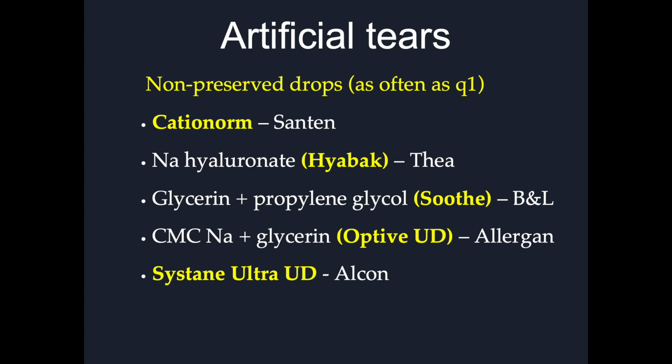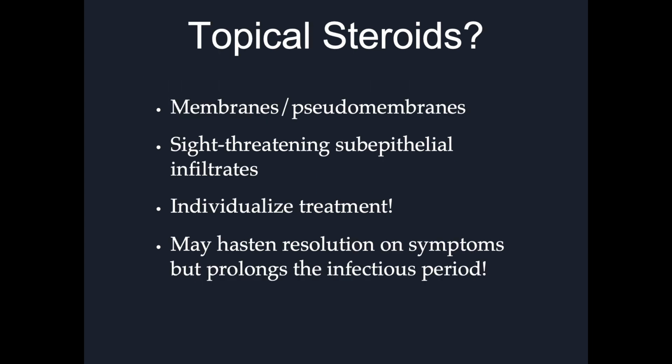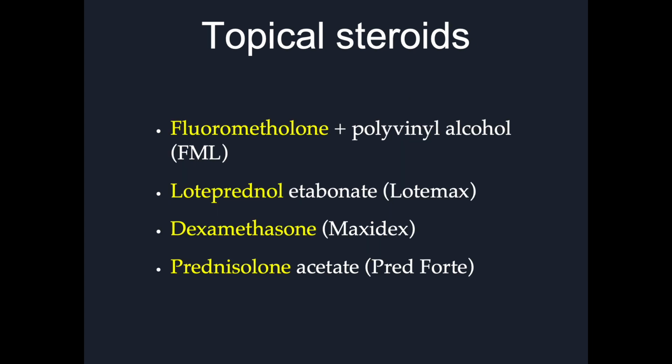Here is a list of the different types of artificial tears. And now, should you give topical steroids? In some cases, this might be needed in those eyes that have membranes or pseudomembranes, or sight-threatening subepithelial infiltrates. But again, you need to individualize treatment, because giving steroids may hasten the resolution of symptoms, but it will prolong the infectious period. Here are some examples of topical steroids.